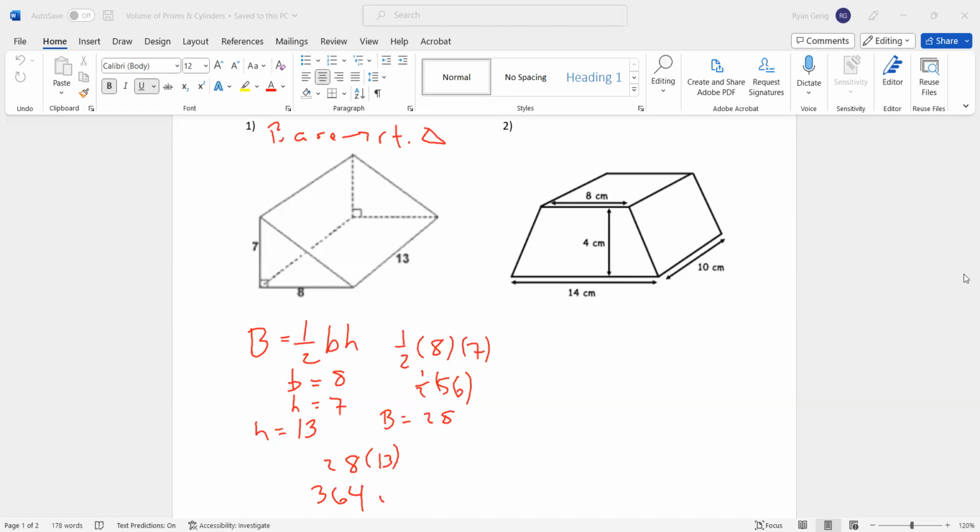Notice the label on this. It's about the only thing tricky for most people: remembering it's units cubed. Okay, from square units to cubic units.